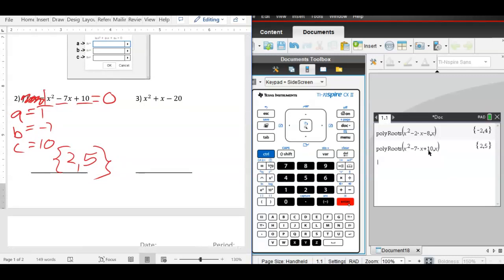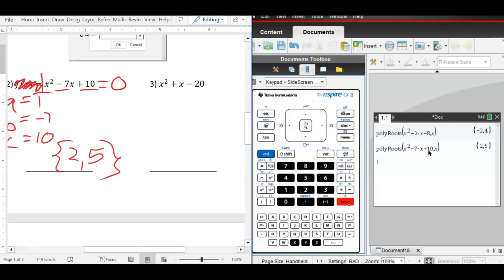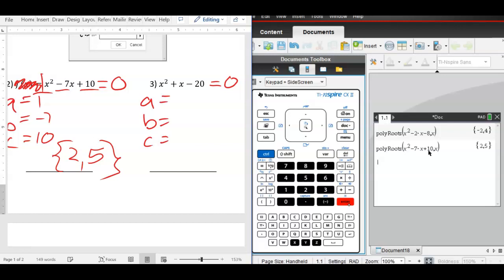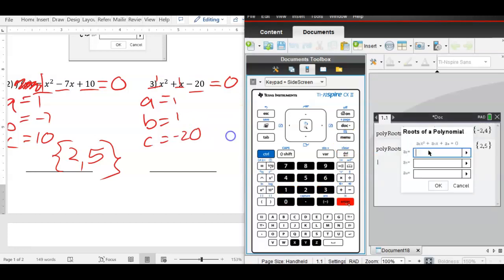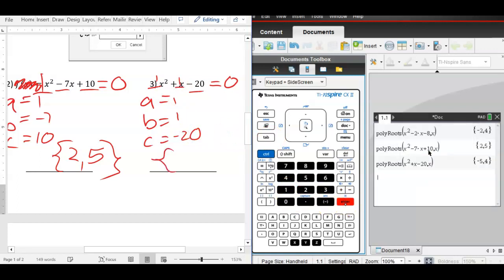Is this last one equal to 0? But I'm gonna just write equals 0. What's a? What's b? What's c? What's a? 1. What's b? 1. What's c? -20. Menu 331, enter. 1 tab, 1 tab, -20. Enter, enter, enter. -5, 4. Too easy.